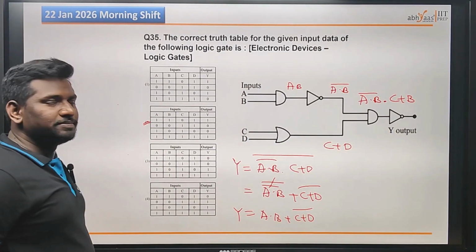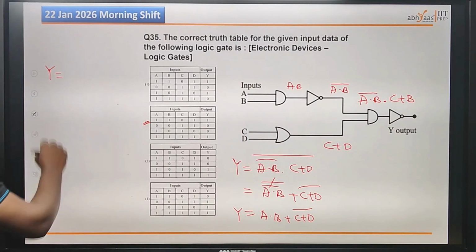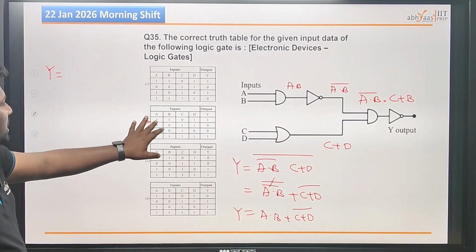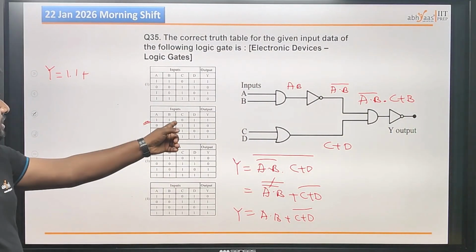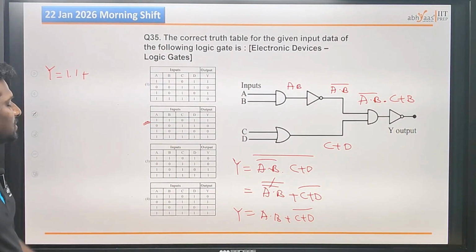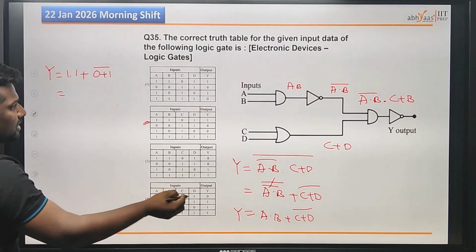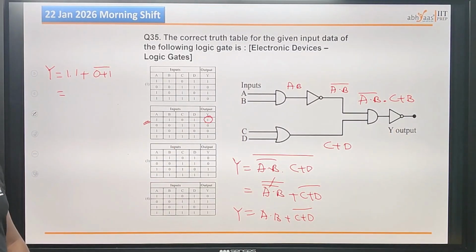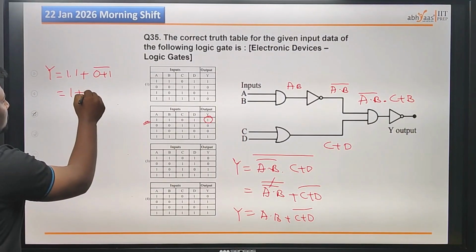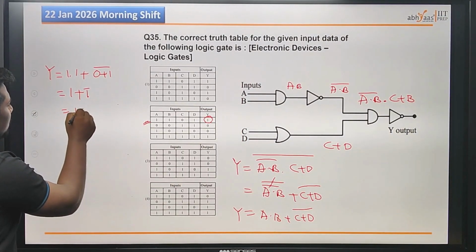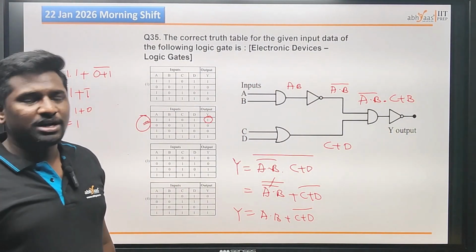If you observe the second table, you will get the answer. So, Y can be written as A dot B. What is A here? 1 and 1. 1 dot 1 plus C is 0 and D is 1. So, 0 plus 1 whole bar. What do you have to get? You have to get the output 1. So, 1 plus 1 bar, that is nothing but 1 plus 0, you will get 1. So, if you observe the second table, this is your answer.